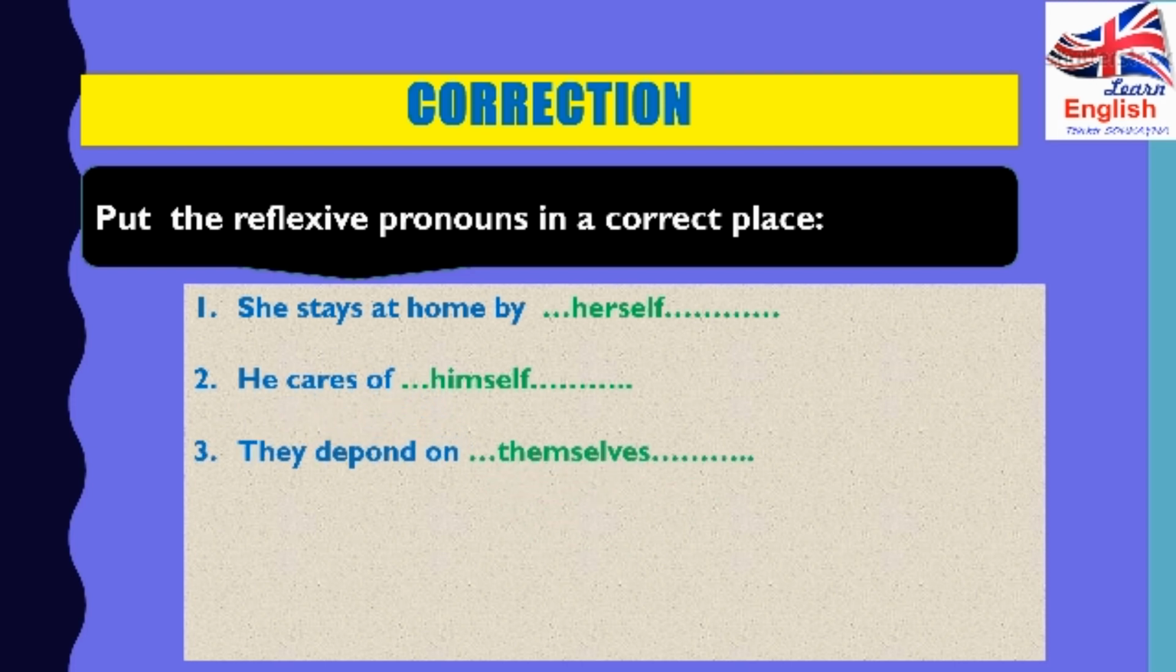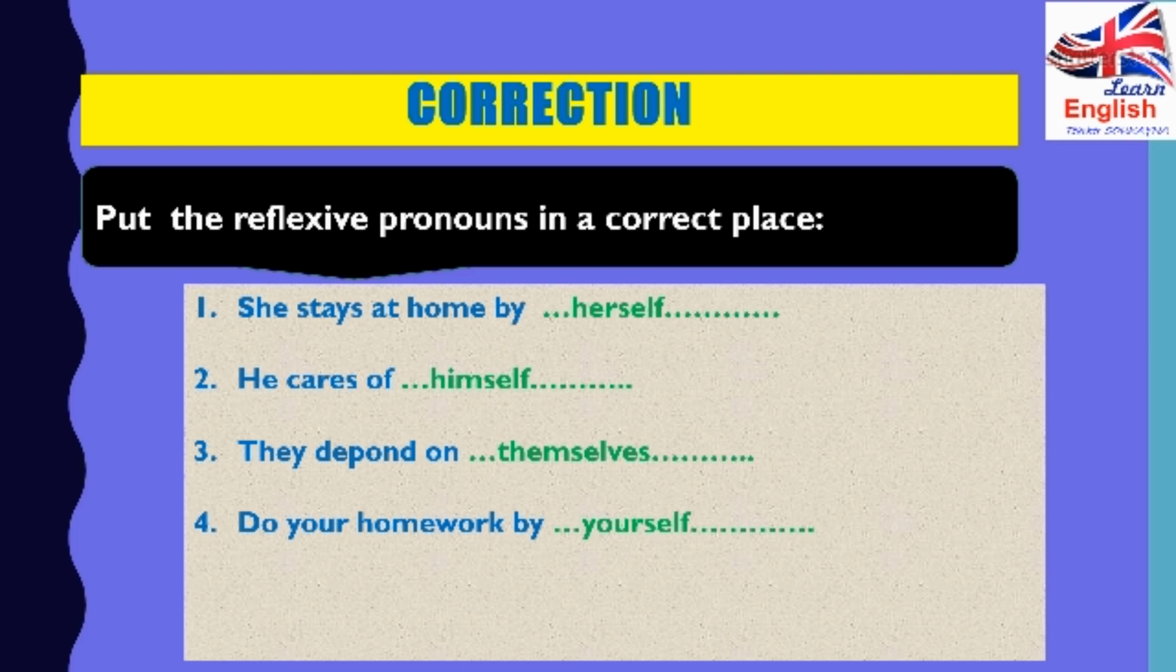Okay, we'll see the correction of number 3. They depend on, of course we have they, we will write themselves immediately, without thinking. They depend on themselves because we have they. Number 4. Do your homework by yourself.